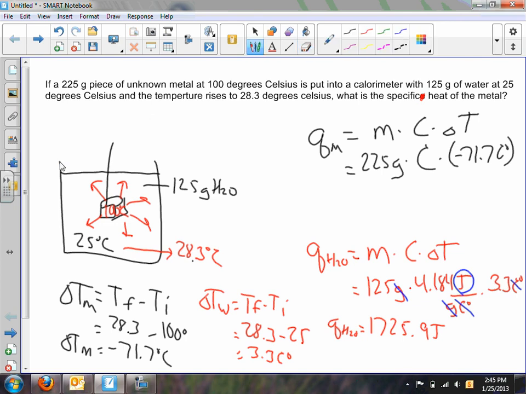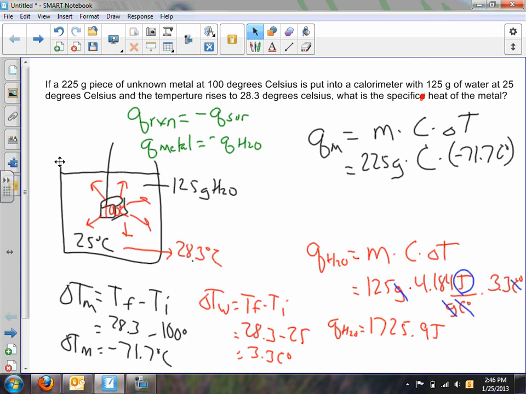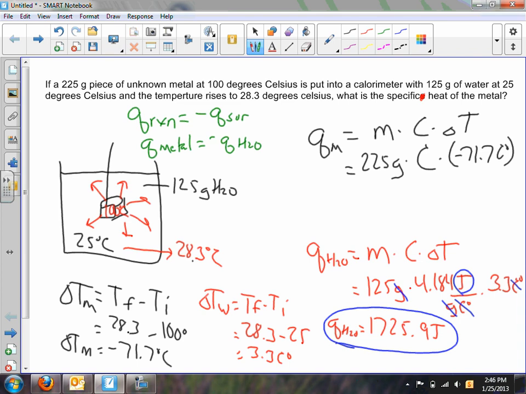Well, we've said that the Q of the reaction is equal but opposite the Q of the surroundings. In this case, the reaction is simply the metal, and the surroundings are the water. So the metal is losing heat, the water is gaining heat. So the values are the same. If the water gained 1725, that means the metal lost 1725. So that would be the same value, just negative.